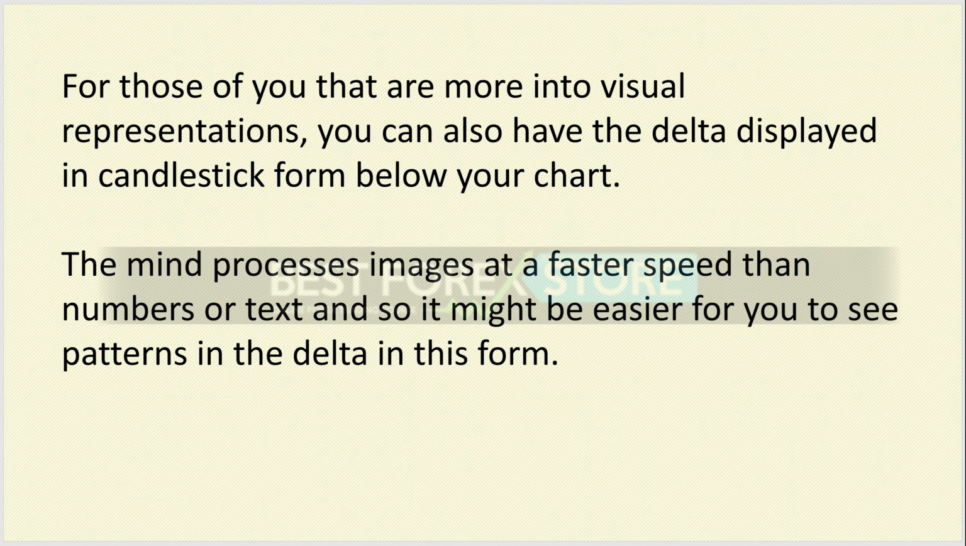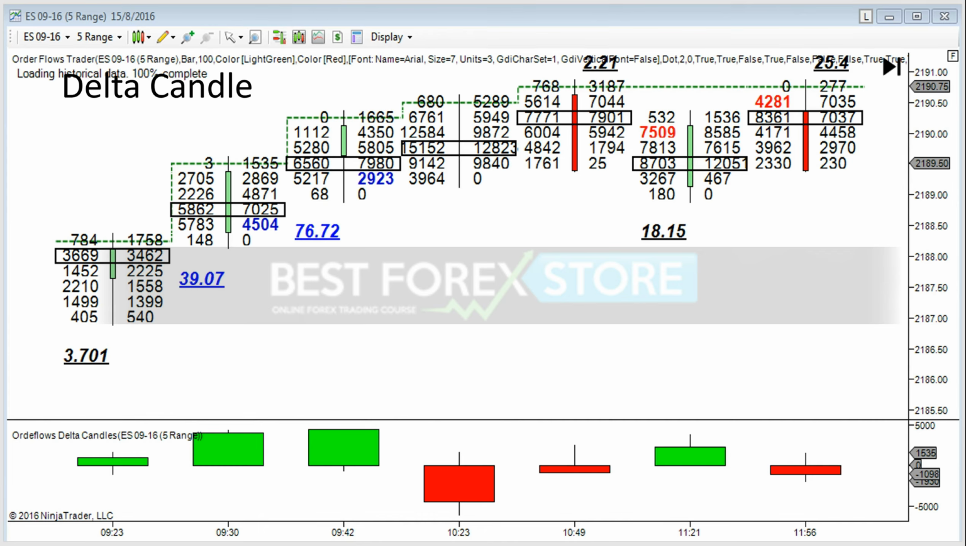But there are other ways you could look at delta, and you can have it in candlestick form below your chart. You don't want to have it in candlestick form up on the same chart because you're going to get confused with your actual chart. And it's been said that the mind processes images at a faster speed than number or text. So for a lot of people, sometimes it's easier to see delta in the form of candlesticks because most traders are already familiar with candlestick formations.